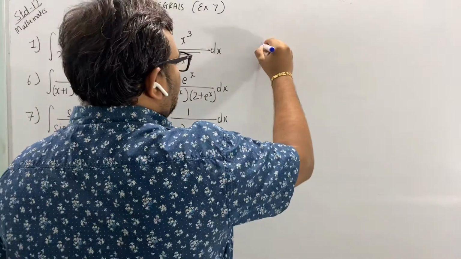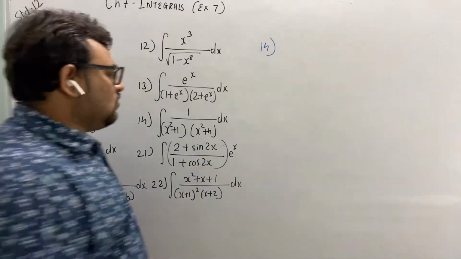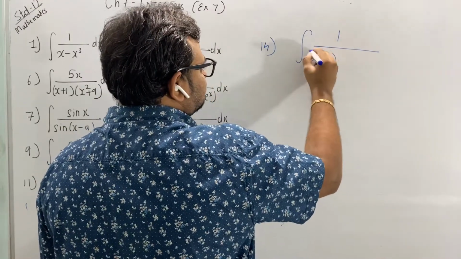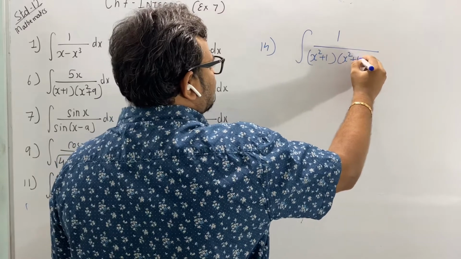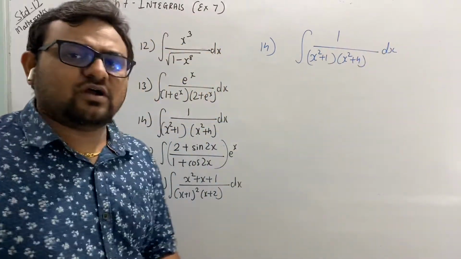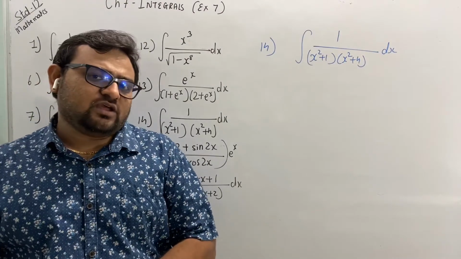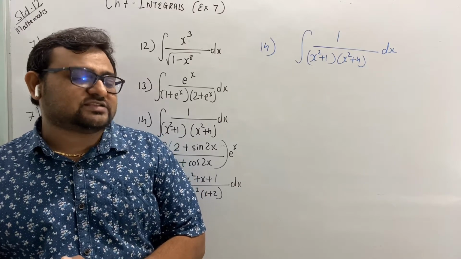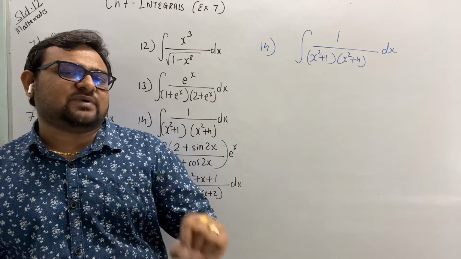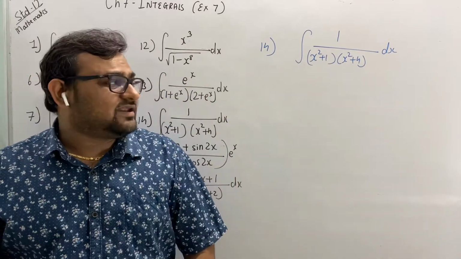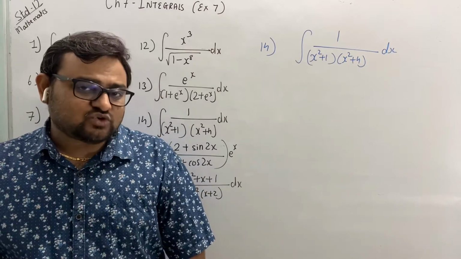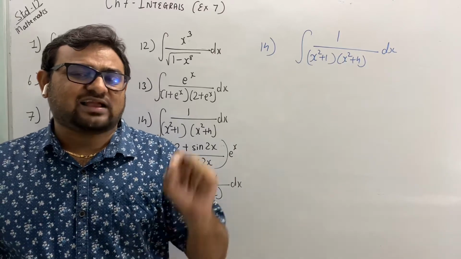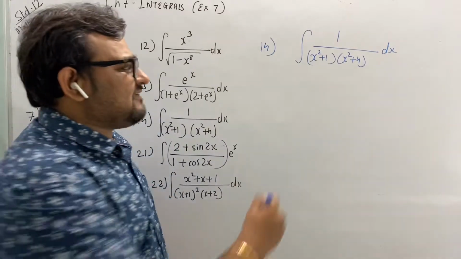Next, question number 14. 1 upon x square plus 1, x square plus 4 dx. Okay, so what can we do here? See here, if it was x plus 1, x plus 4, you can easily solve it by integration by partial fraction. But here it is x square. So to find out the value of a and b by integration by partial fraction, I will consider x square as t.